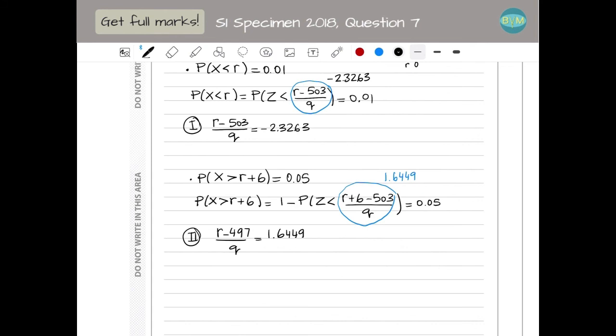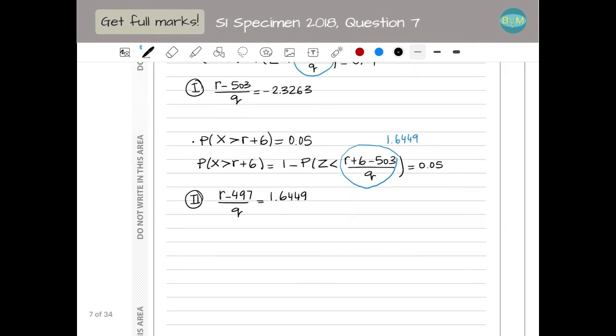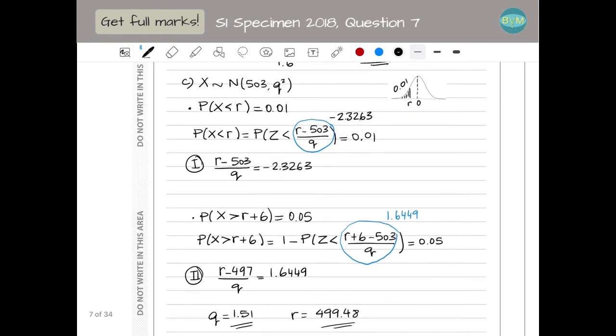Two unknowns, r and q. I solve the simultaneous equations, and just saying that there are simultaneous equations and solving them, you get 1 mark. And when you solve them, you get that q is 1.51 and r is 499.48.